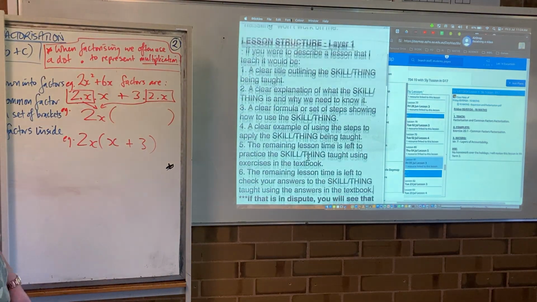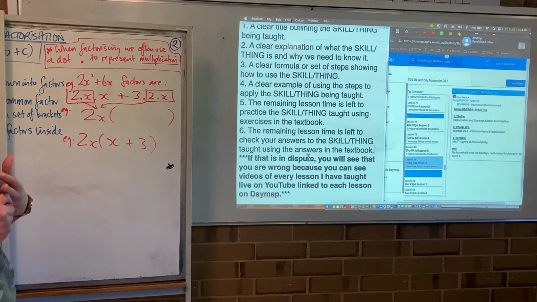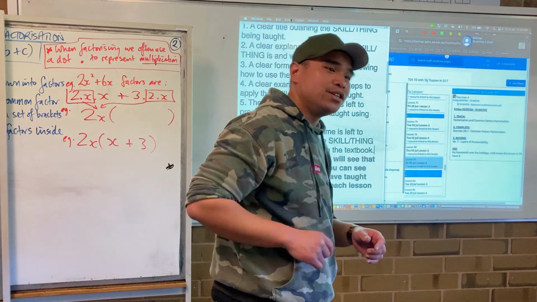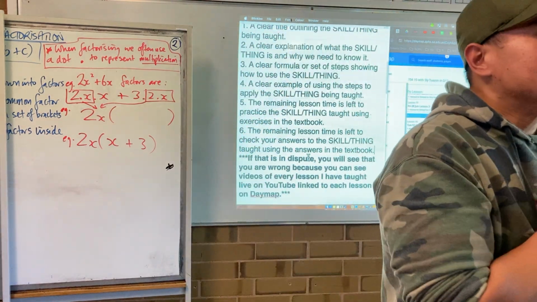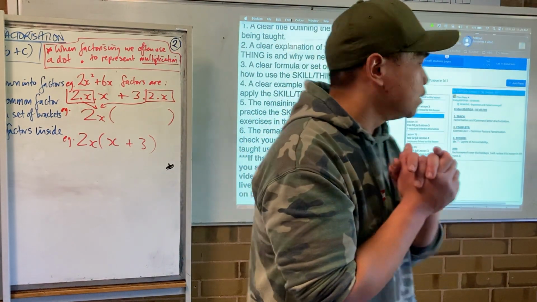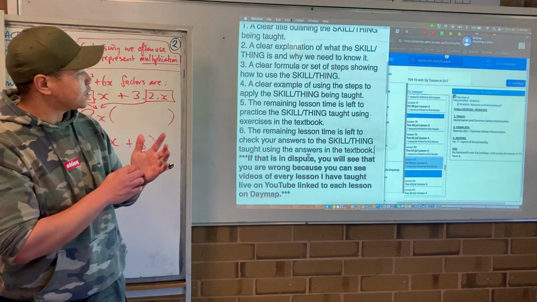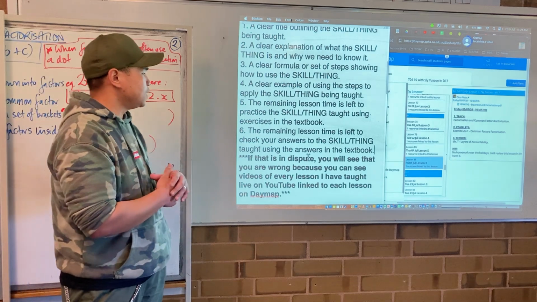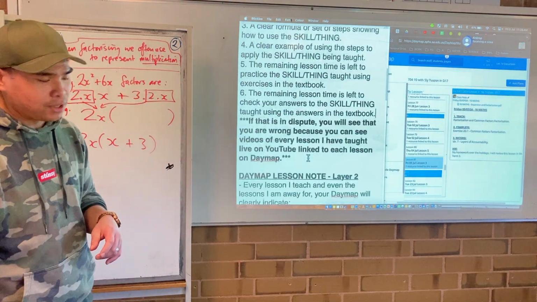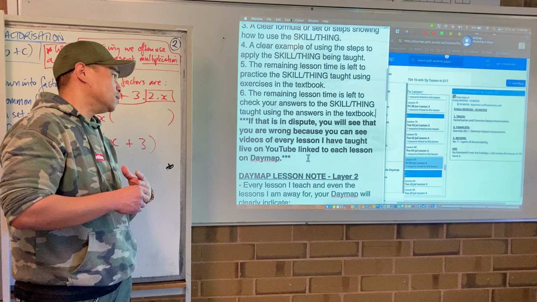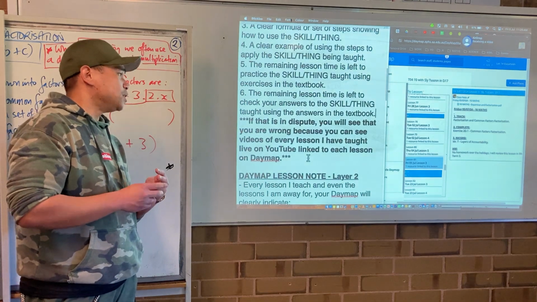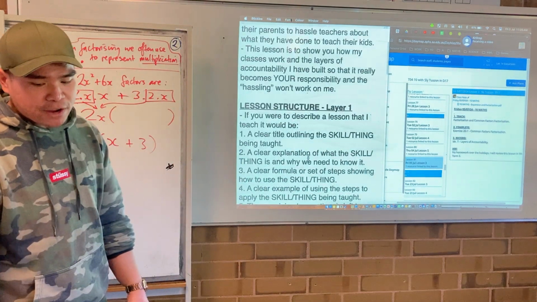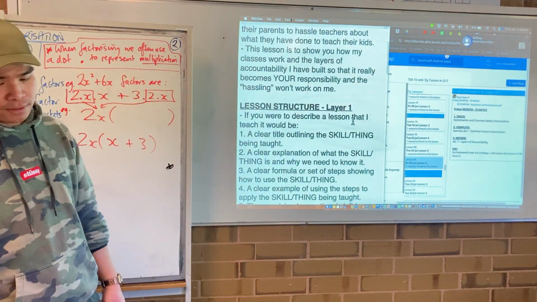Five, the remaining lesson time is left to practice the skill thing taught using exercises in the textbook. I'm being a hypocrite today because I'm ranting at you, but normally what would happen? Normally what would happen if I wasn't ranting, okay? Six, the remaining lesson time is left to check your answers to the skill thing using the answers in the textbook. Does anyone dispute that? If that's in dispute, you'll see you're wrong because I'm literally going to upload it to YouTube, okay? So that is my first layer of accountability.